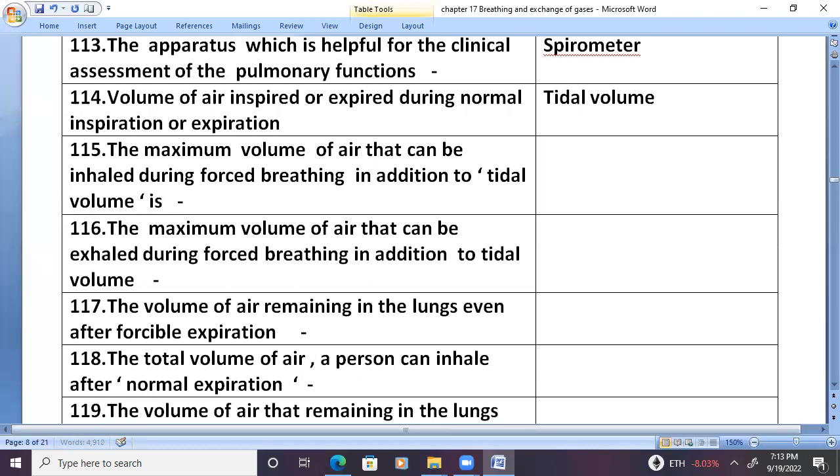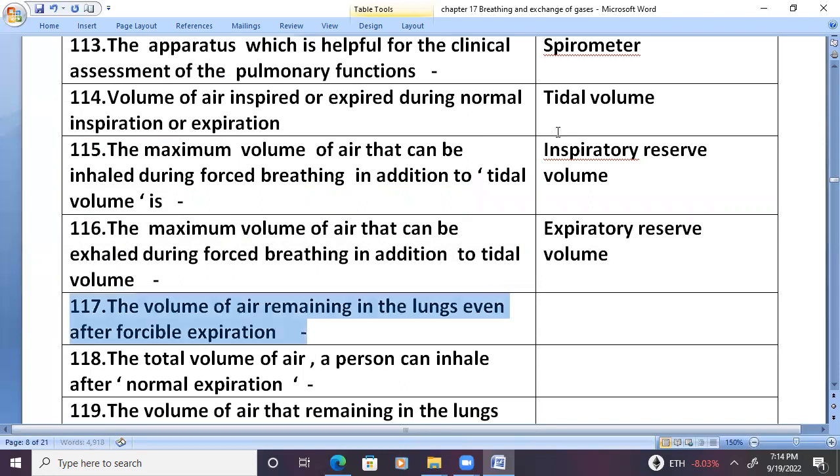Tidal volume: the volume of air inspired or expired during normal inspiration or expiration. The maximum volume of air that can be inhaled during forced breathing, in addition to the tidal volume, is inspiratory reserve volume. The maximum volume of air that can be exhaled during forced breathing, in addition to the tidal volume, is expiratory reserve volume.